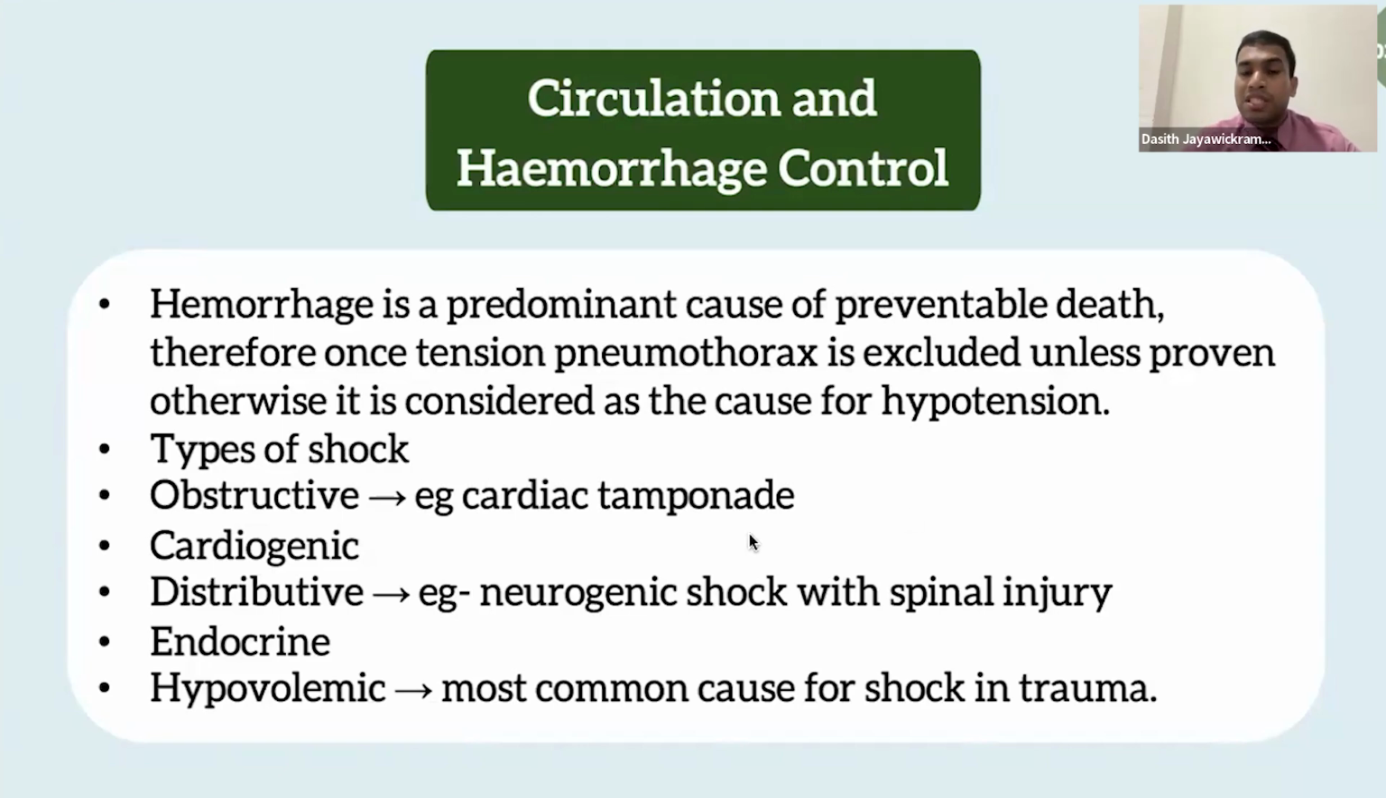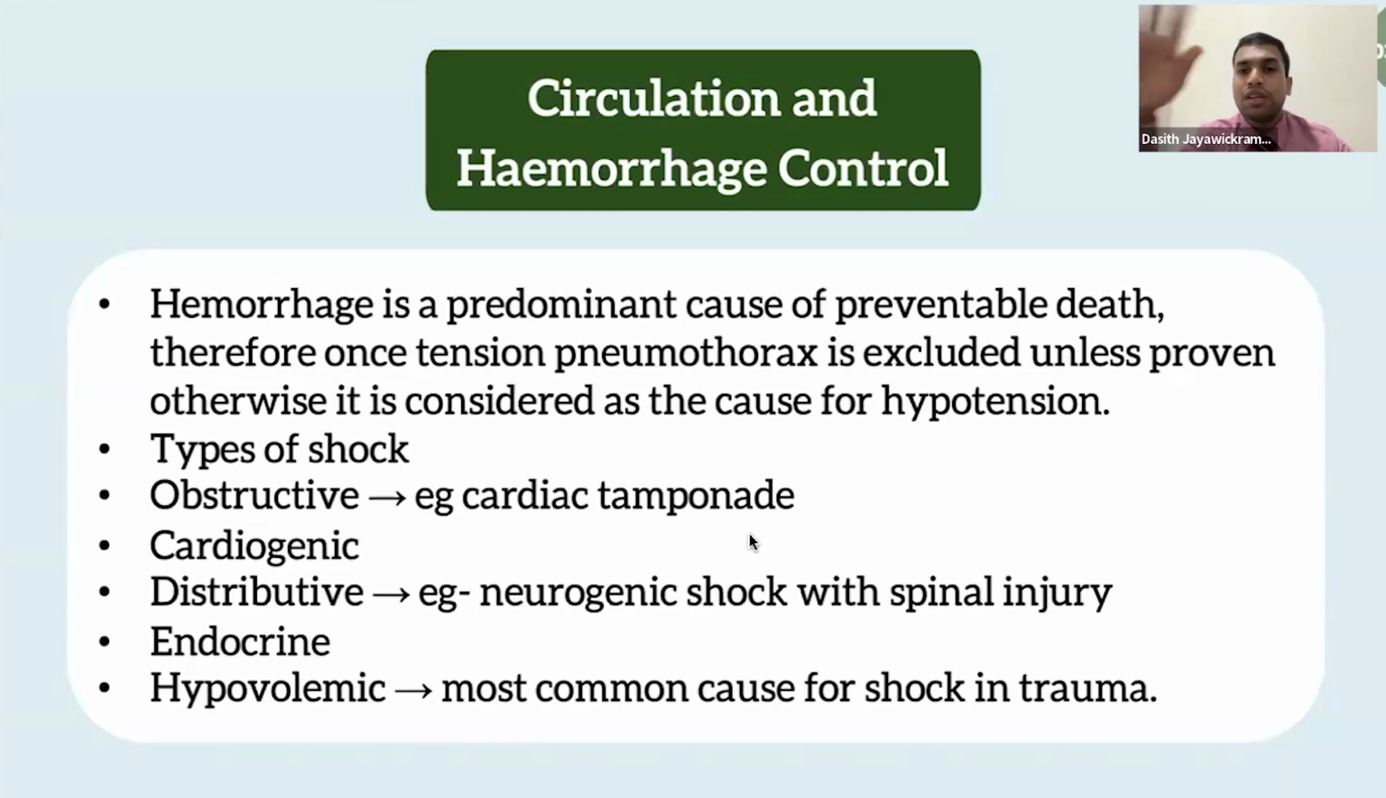Okay. Then comes part C of the ATLS: hemorrhage, circulation, and hemorrhage control. Hemorrhage is the most predominant cause of preventable death. Therefore, once tension pneumothorax and massive hemothorax are excluded, unless proven otherwise, if a patient is having hypotension, you should suspect there's ongoing hypovolemic hypotension. So we exclude tension pneumothorax and massive hemothorax in the breathing component. If the patient is still hypotensive, we should suspect there is some kind of bleeding happening somewhere.